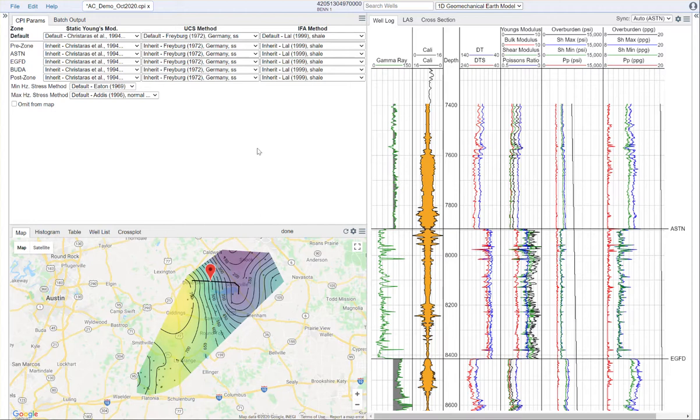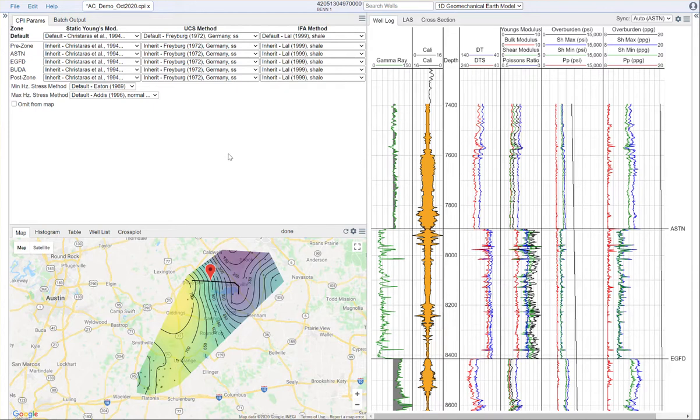There are really three things that you need to do as prerequisites for this. You need to convert your dynamic Young's modulus to a static Young's modulus. You need to determine the unconfined compressive strength for your rocks, and you need to evaluate the internal friction angle for your rocks.